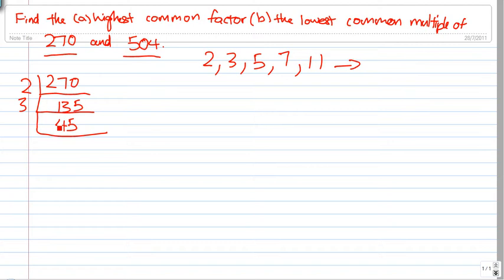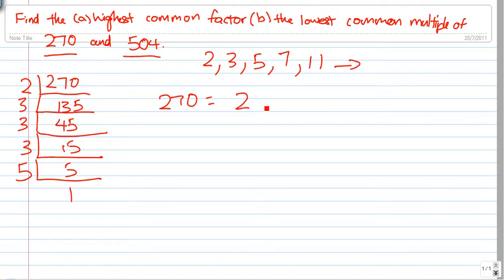So can 45 be divided by 3? Yes, you can. So you get 15. Can 15 be divided by 3? Yes, you can. 5 cannot be divided by 3, so 5 can only be divided by 5, so we move up the chain of prime numbers. So 5 divided by 5, you get 1. So we know from here 270 can be expressed as 2 times 3 times 3 times 3 times 5, which is 2 times 3 cubed times 5 if you were to express it in index notation.